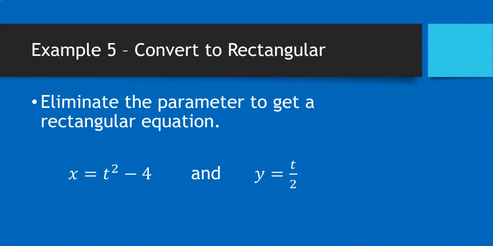Example 5 of section 10.2 says eliminate the parameter to get a rectangular equation. So this is the equation that we started with in this section: x equals t squared minus 4 and y equals t over 2. We graphed that earlier and saw that it was a parabola pointing to the right. So how would we be able to eliminate the parameter and end up with a rectangular equation?